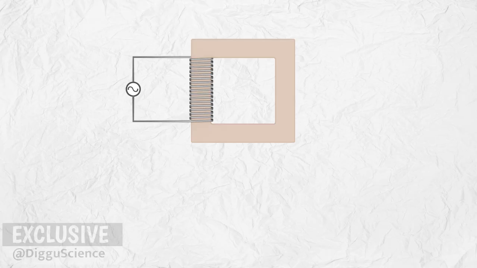On the opposite side is also a coil wound around it. This coil is connected to an electrical load, which can be symbolized as a resistor. Because it's not connected to a voltage source, this coil is known as the secondary coil.